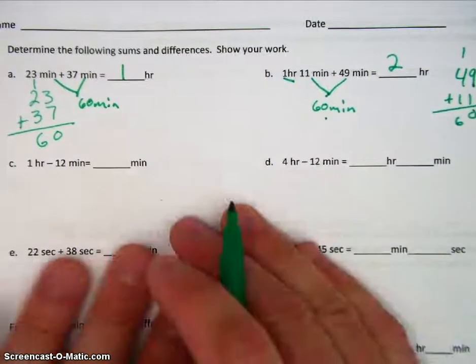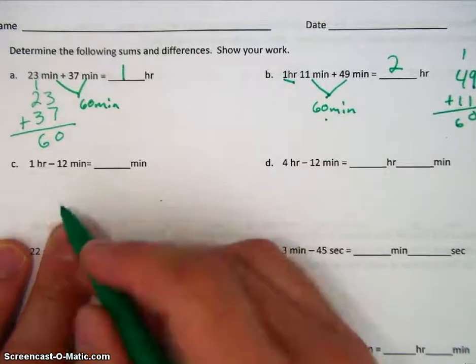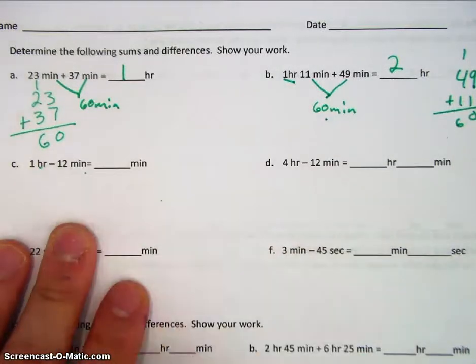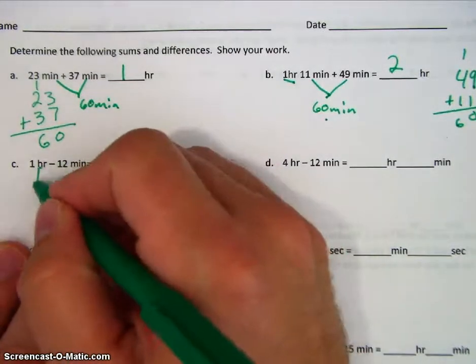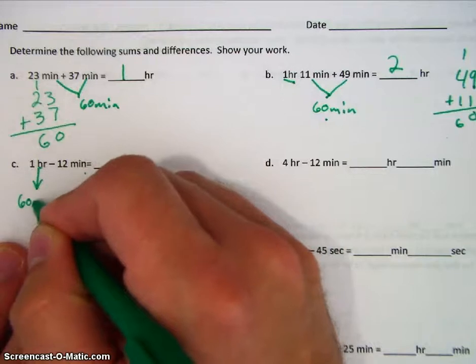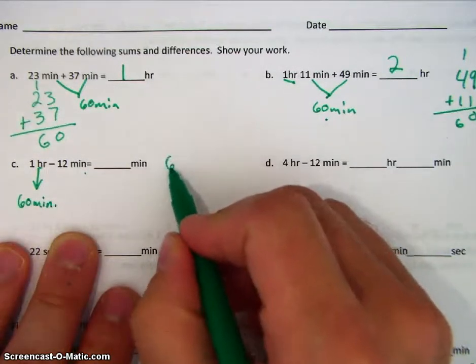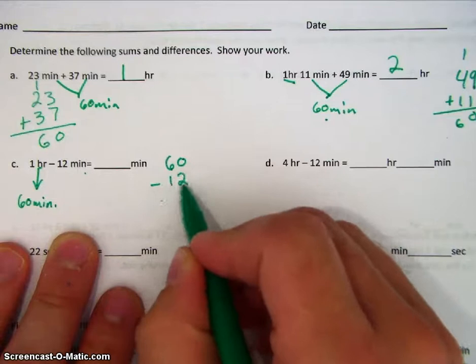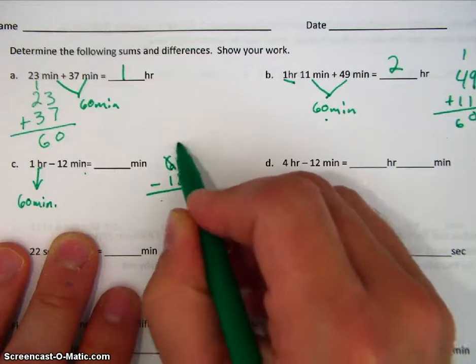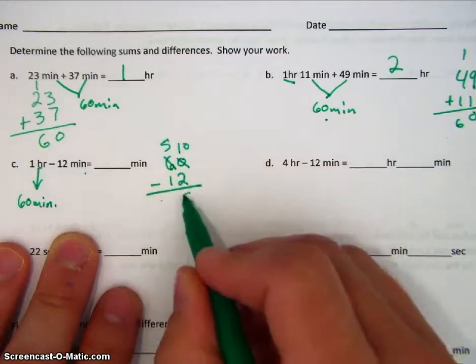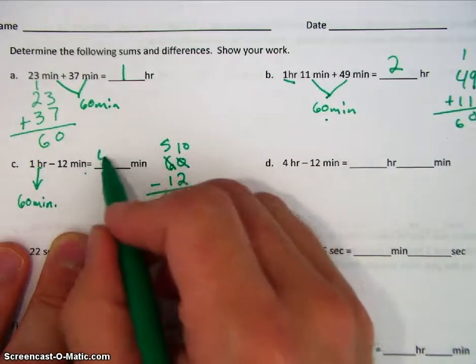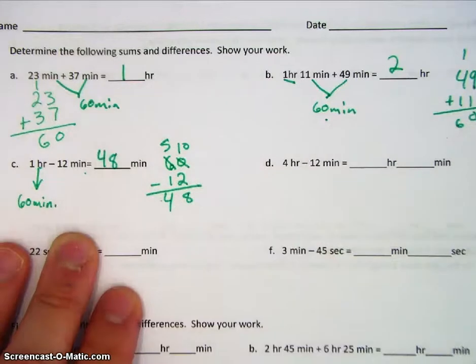Okay, so now when we go to subtract, notice how we have hours minus minutes. So we're going to convert our 1 hour into 60 minutes. Okay, now we can go ahead and subtract and do 60 minus 12. Okay, and we can see that we have 48 minutes left over.